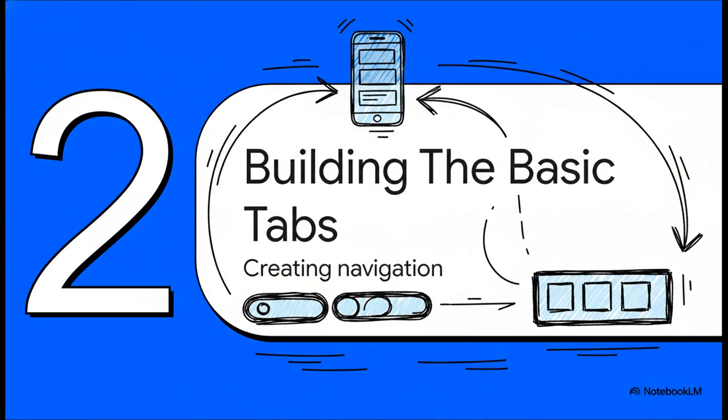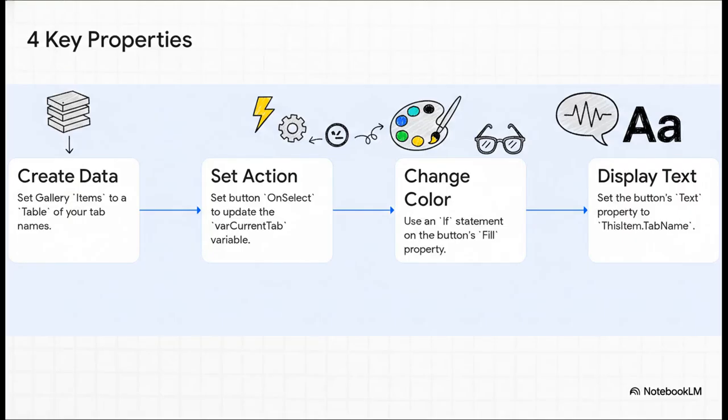Okay, theory time is over. Let's actually start building something. In this section, we're going to create the basic tabs. We'll take that magic variable concept and turn it into a real, clickable navigation bar, probably using a horizontal gallery. And really, it all breaks down into just 4 key properties.